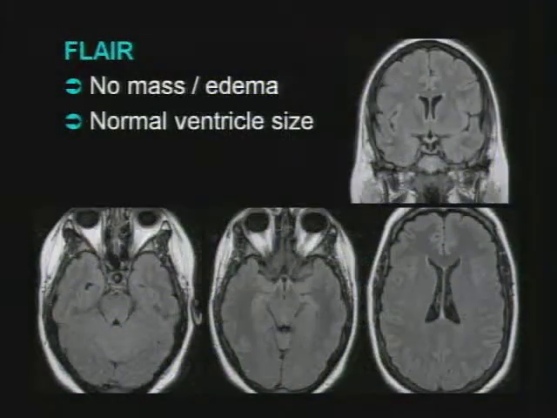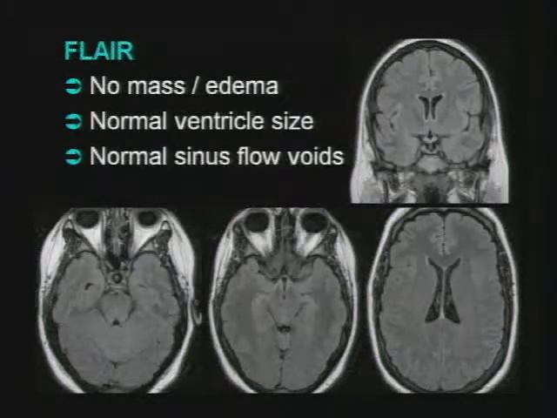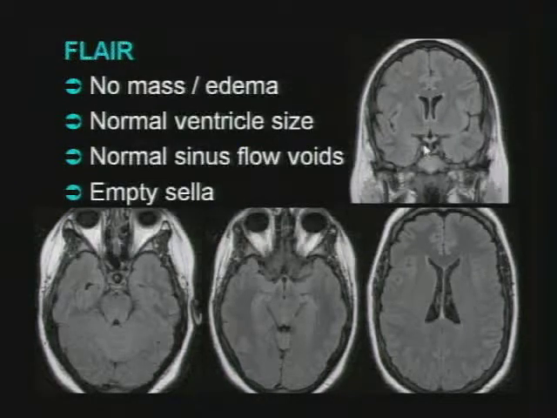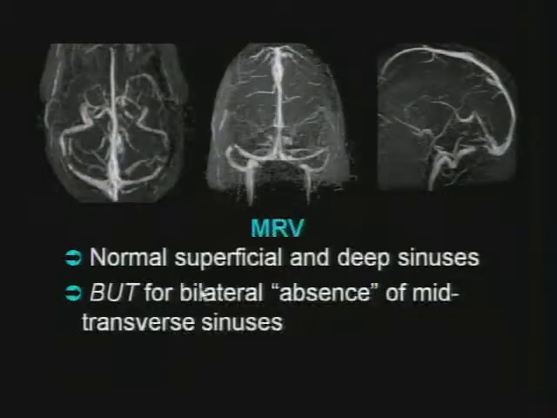We go on to do an MR in this patient because we didn't see anything on the CT scan. There's no mass, there's no edema. Again, the ventricles look pretty normal. But if you look more carefully, she has an empty sella. And this is a young woman who should not have a sella looking like this. And you can see it on the axial and the coronal plane.